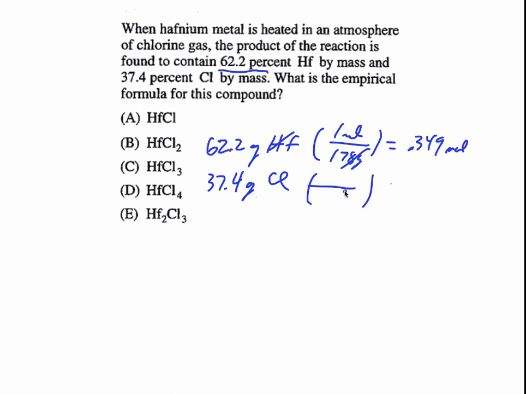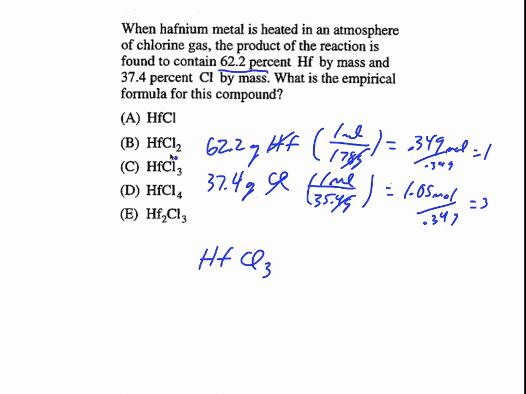I think that's how you say it. And the molar mass, 35.4 grams per every 1 mole of Cl. That's going to give me 1.05 moles divided by small, so 0.349. That's 1. 0.349. That's going to give me 3. I think this is 1. Not sure what this number is. 1.85, 1.05. Either way, you guys can do that out. You get 3 here. Answer is HfCl3.